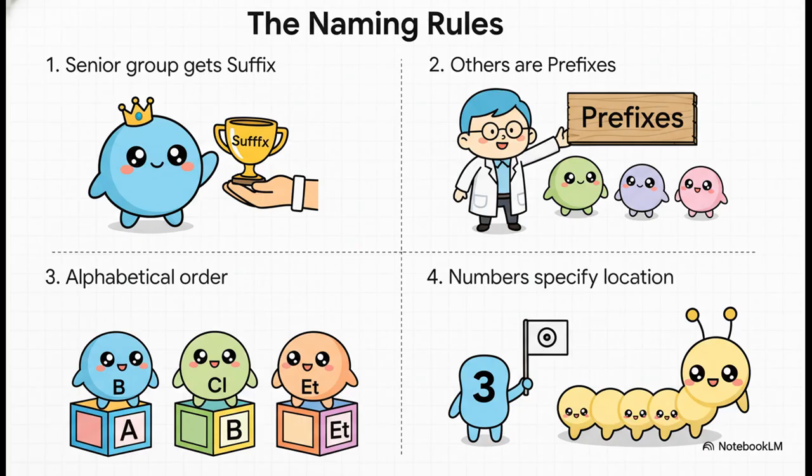So let's just recap the big rules here. 1, the most senior group, the king of the hill, gets the suffix. That defines the whole molecule. 2, every other group becomes a prefix. 3, you list those prefixes in alphabetical order, and this is key. It's alphabetical, not by number. And 4, you use numbers called locants to give everything an exact address on that main chain.